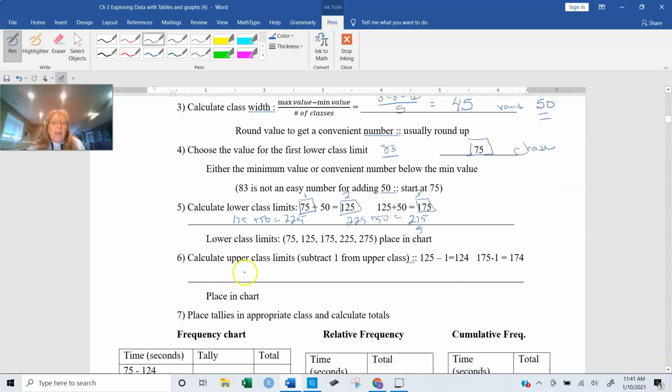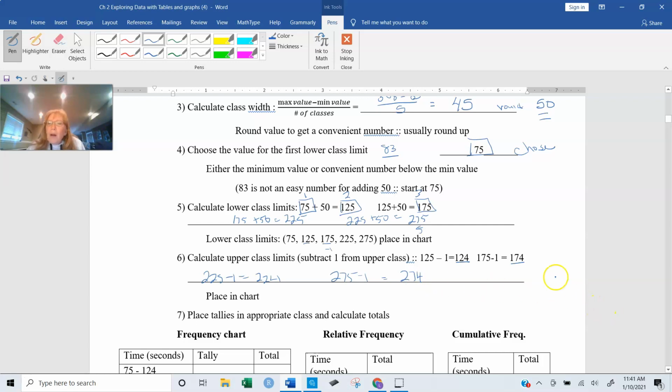All right, now to calculate the upper class limit, you subtract 1. So I'm going to take 125 minus 1, and that gives me 124. Then I'm going to take 175 minus 1. That's 174. So I'm getting where my values are between. So find the next ones, please. You'll take 225 minus 1 to get 224. Then you'll take 275 minus 1, and you got 274.